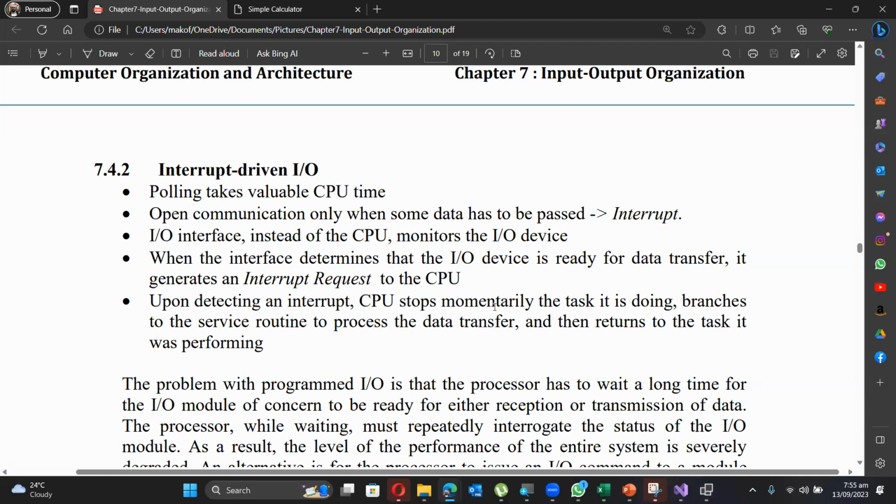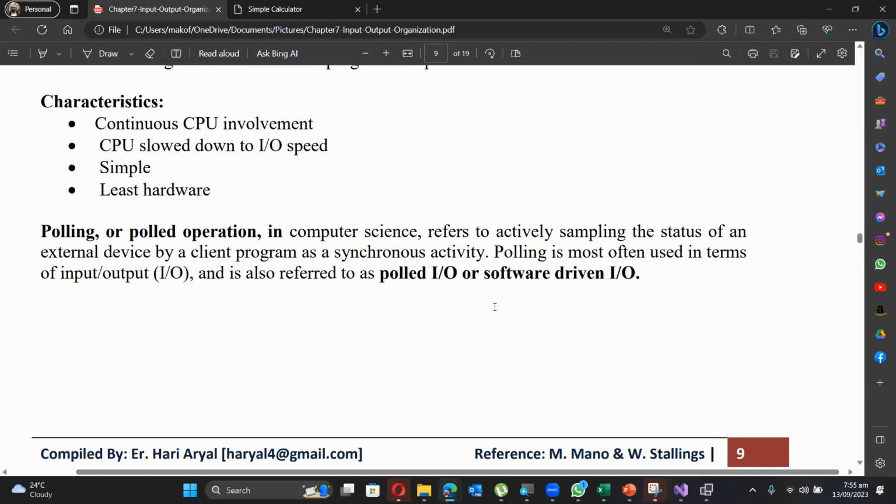Upon detecting an interrupt, the CPU stops momentarily the task it is doing, branches to the service routine to process the data transfer, then returns to the task it was performing. So I will tell the CPU, Charlie, the pen drive has been plugged in. The guy said he wants to watch a movie. Can we watch? Then the CPU will say, oh, Charlie, you can watch. You bring it, I'll process it for you. Then it will be processed. If the CPU says no, then it means it cannot be processed.